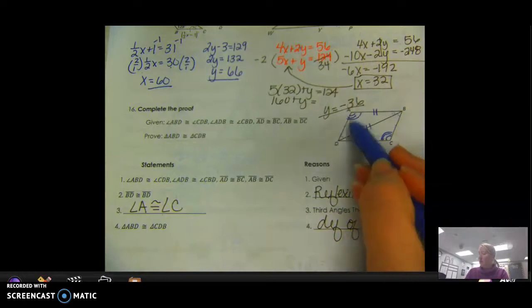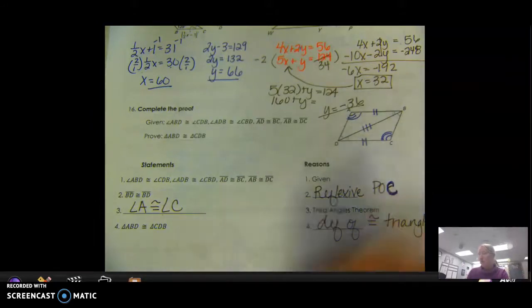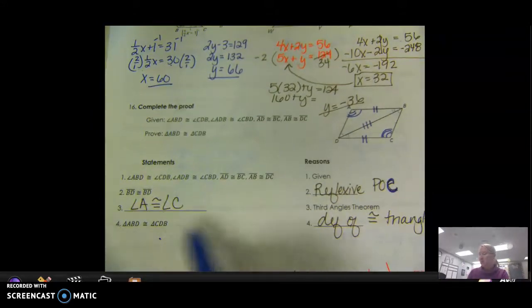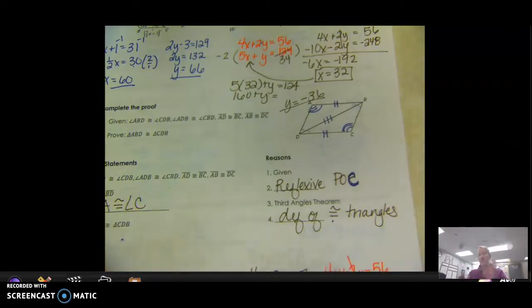At that point, we have said that all three angles are congruent to all three angles, and all three side lengths are congruent to all three side lengths. That means that the two triangles are congruent just by definition of congruent triangles. So we have 6 things congruent. So that tells me that the two triangles are congruent.